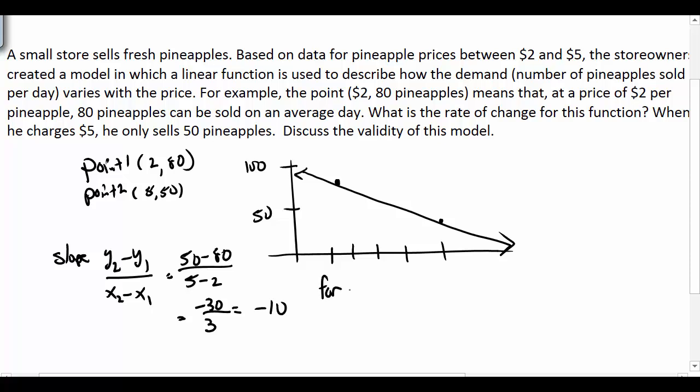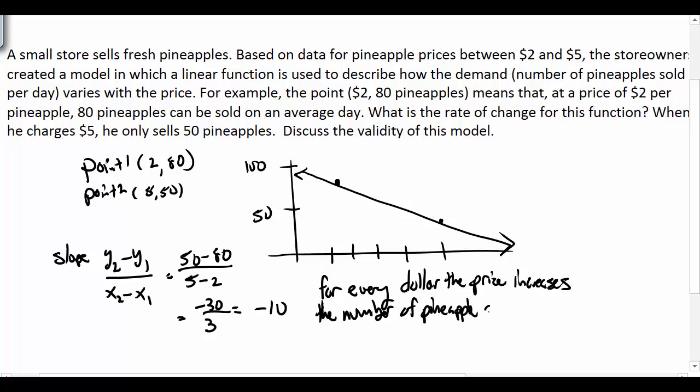So for every dollar the price increases, the number of pineapples sold decreases by 10. We can predict based on his supply: if he's only got 60 pineapples that day, then he can predict about what price he should have, and theoretically, he wouldn't run out, assuming that's how things behave.